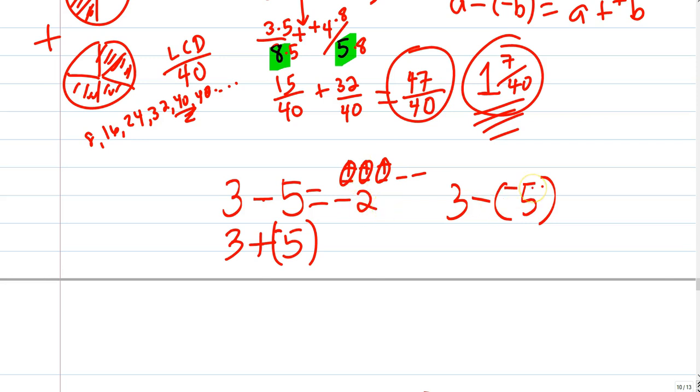3 minus -5. That's not going to work on the number line. It's like, so now we're going, okay, so we're going to jump backwards negative, and I don't know.